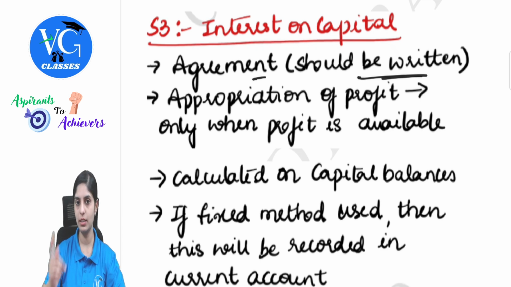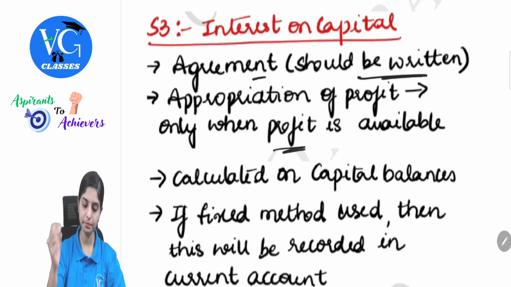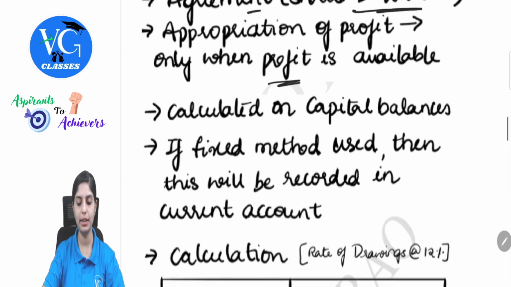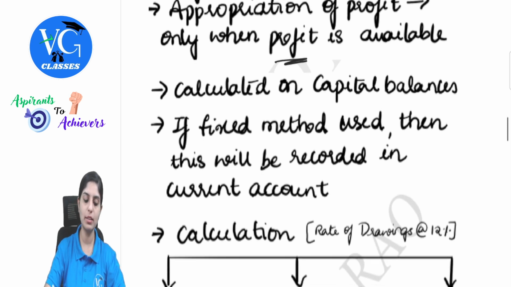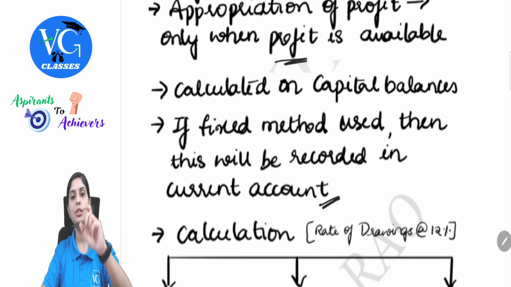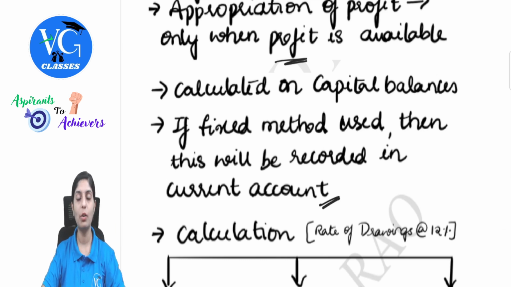Appropriation of profit. This is in the nature of appropriation of profit. You will provide this only when profit is available. This is calculated on capital balances because this is interest on capital. If the fixed method is used, then this will be recorded in the current account. The transaction with respect to interest on capital will be recorded in the current account, whereas the differences of additional capital or withdrawal of capital will still be recorded in the partner's capital account itself.